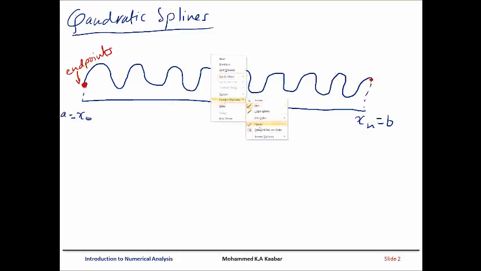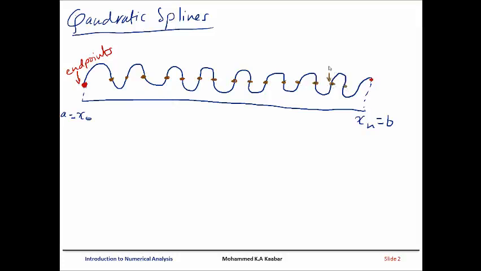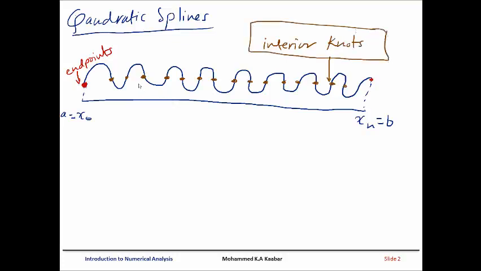And let me use another color. These points, this point and this point, are called interior knots, inside the graph. And the endpoints are outside, which are the two endpoints. We have two endpoints, the first endpoint and the second one. Endpoints.